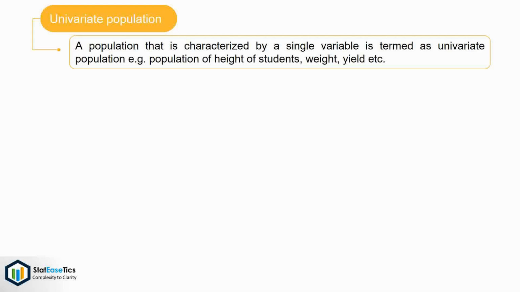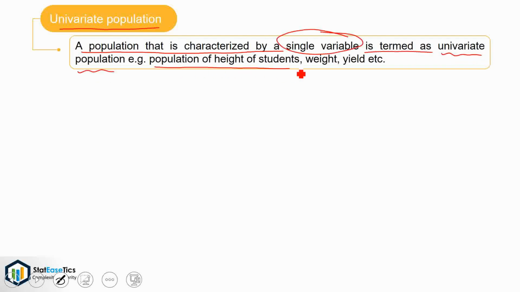Let's begin our journey of correlation by understanding a few terms related to it. Beginning with univariate population. A population that is characterized by a single variable is termed as univariate population. Example, population of height of students, weight, yield, etc.